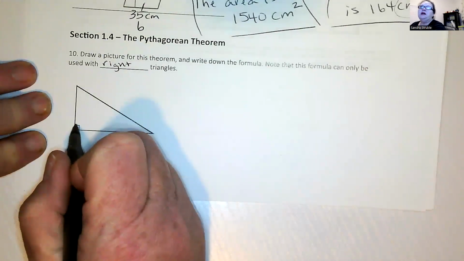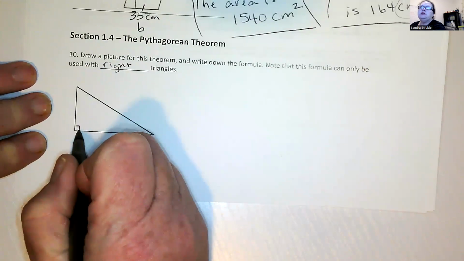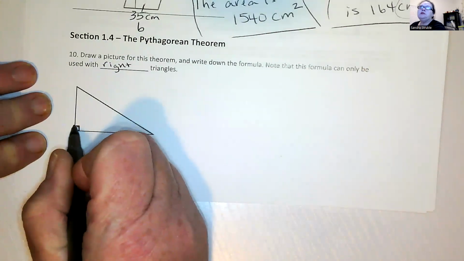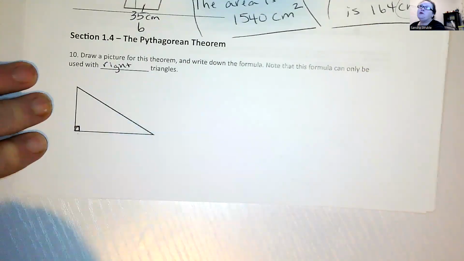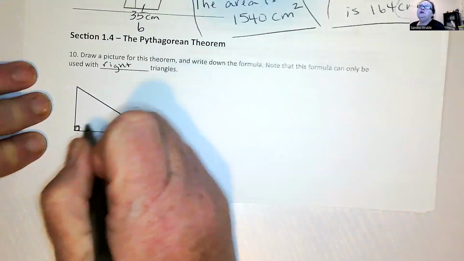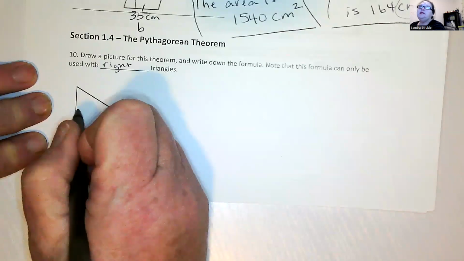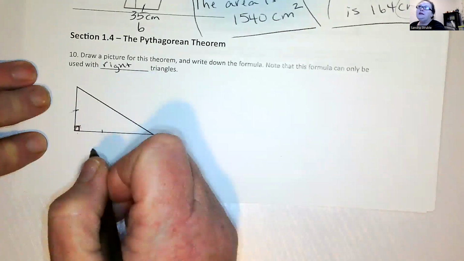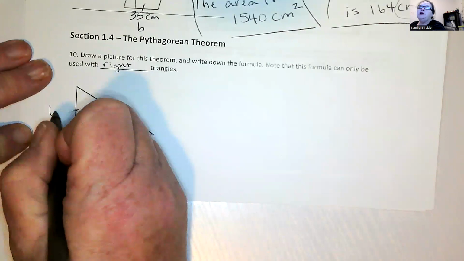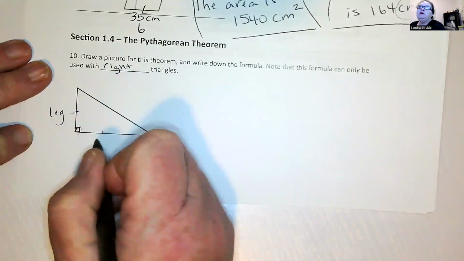There can only be one 90-degree angle. So you would see this cute little square here sometimes. In fact, that's usually the representation of a right angle. And to know what each side is, these sides here are called legs. And it doesn't matter which one you label them.